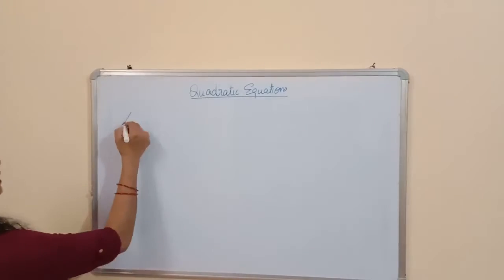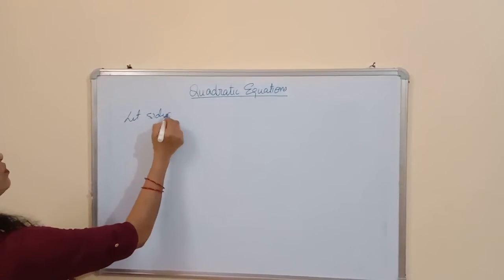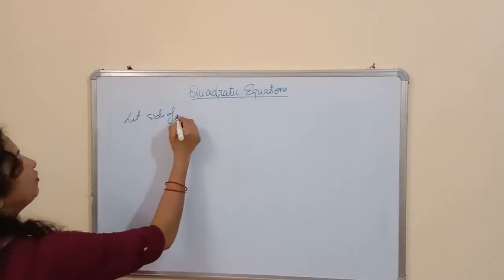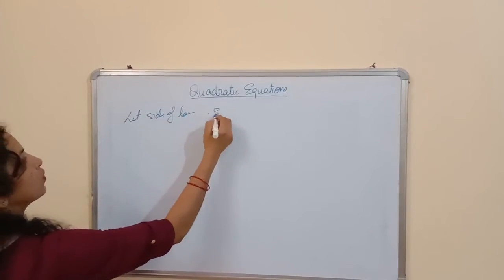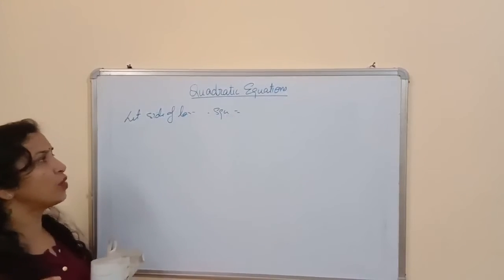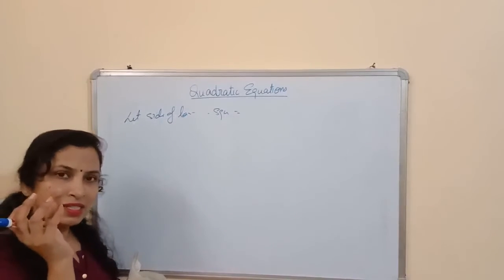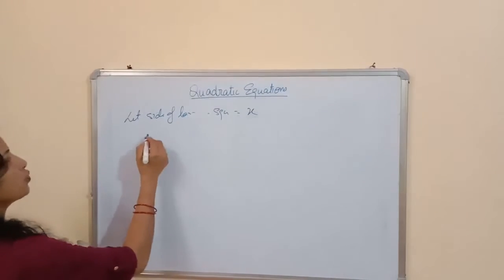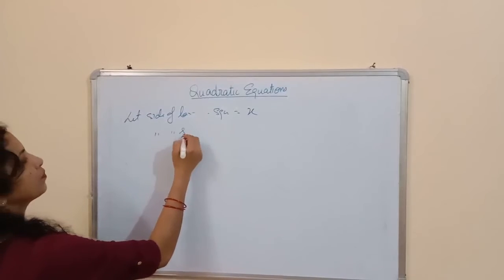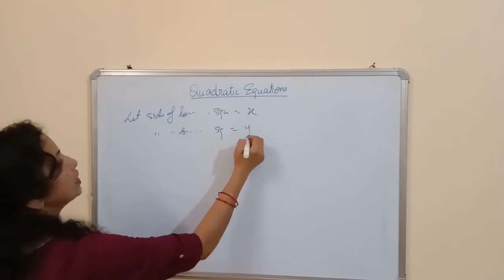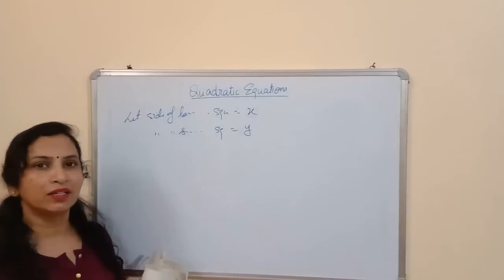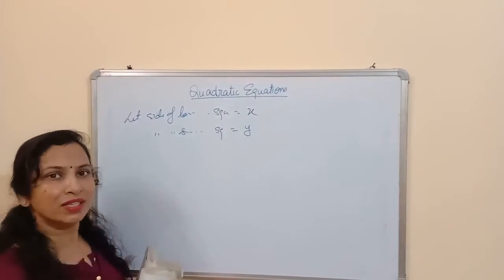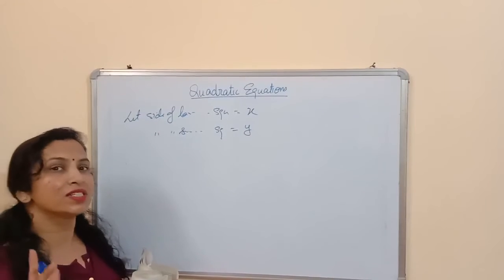आप कहोगे कि let the side of the square having the larger side be x, and the square having the smaller side be y. So you will write the statement: the side of the square having the larger side is equal to x, and the side of the square having the smaller side is equal to y.